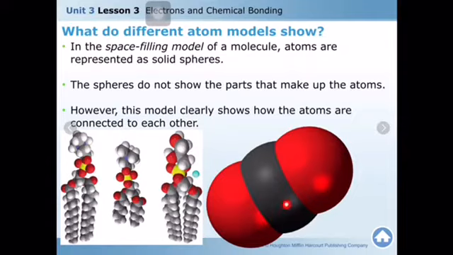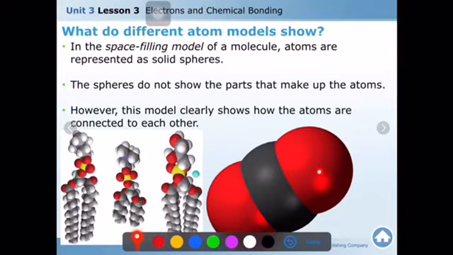You are able to see carbon dioxide here. There is just one carbon and two oxygens. The two oxygens are connected to the carbon atom side by side. You are able to see the position of the oxygen on the carbon atom.